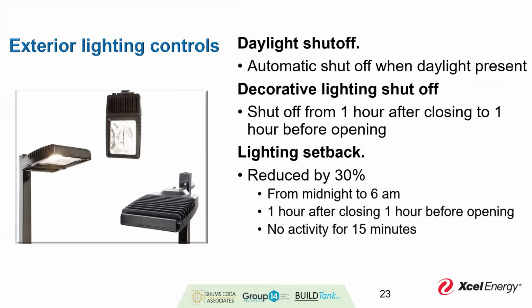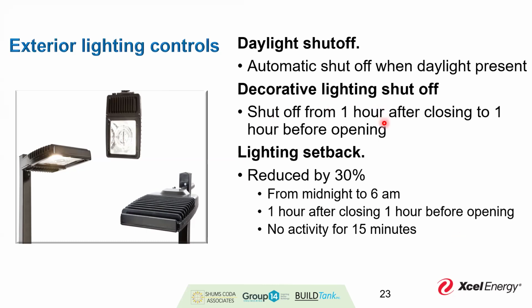Now, exterior lighting controls, right? So, okay, we figured out what lights we can put in what areas. We are compliant with our zones. We're compliant with the amount of wattage that we're allowed. Now, what other requirements do we have? Well, we have a daylight shutoff, right? So that can be photometric. That can be based on timing. We have decorative lighting shutoff as well.